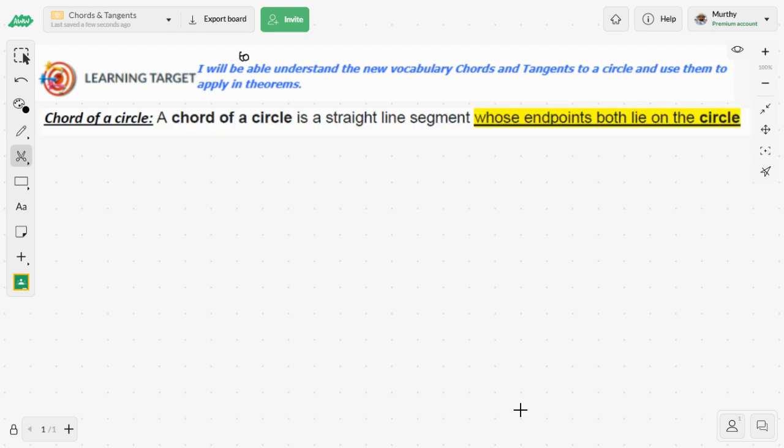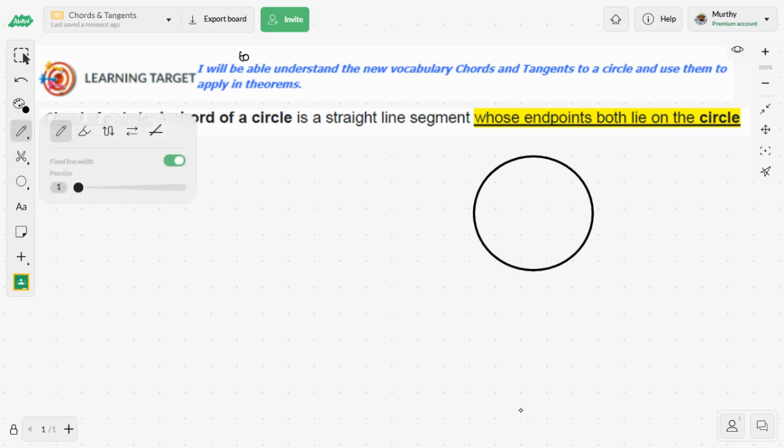So first one is a chord of a circle. What does a chord of a circle mean? Let me draw a circle first. Let's take that a circle is given to you. And by definition, it says that its endpoints are on the circle. Now let's look at the definition first.